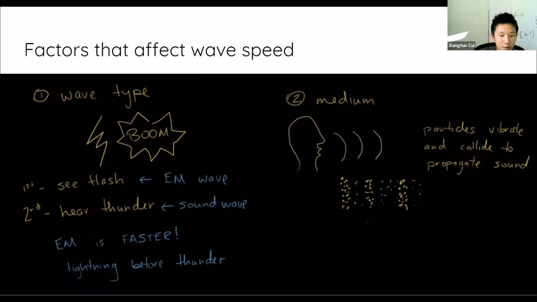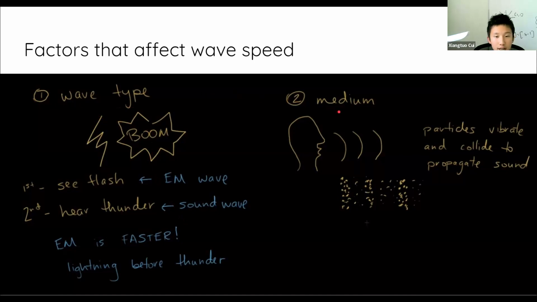Lightning and thunder are both forms of waves, but lightning is an electromagnetic wave. It is a light wave that travels very, very fast. As we calculated in the previous example, it goes at 3 times 10 to the 8 meters per second, which is unbelievably fast. But thunder is a type of sound wave. It's a mechanical wave that has to travel through air, which is much slower than light. So because of the different wave types, electromagnetic waves travel faster than sound waves and therefore have a higher velocity.